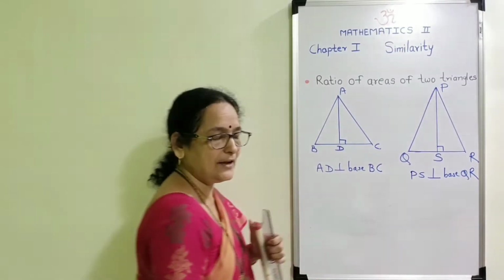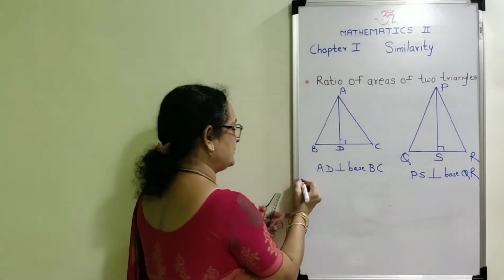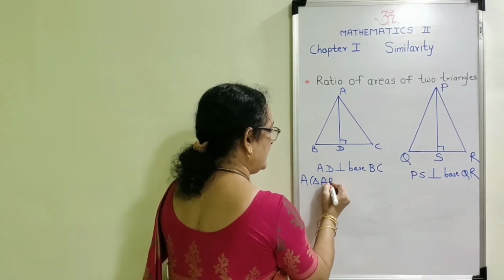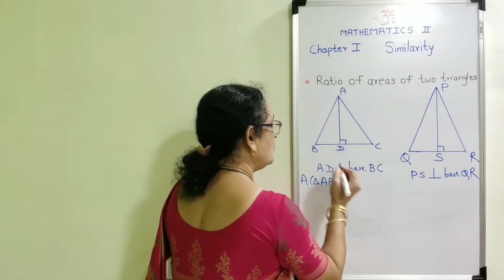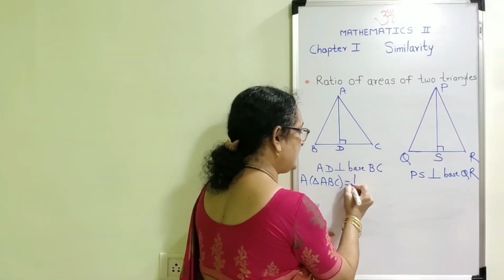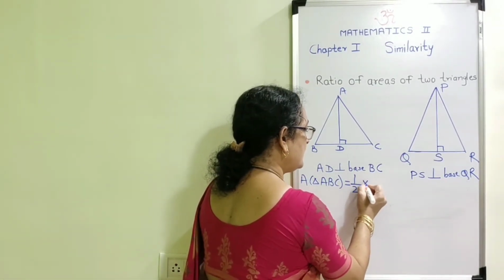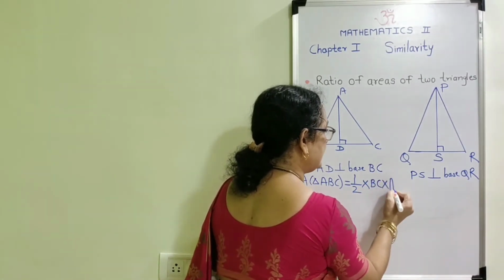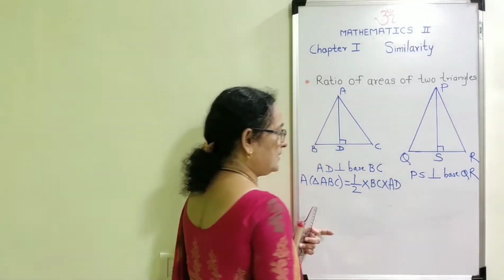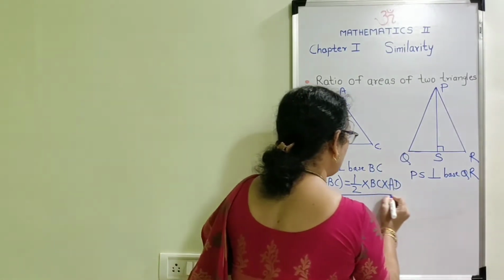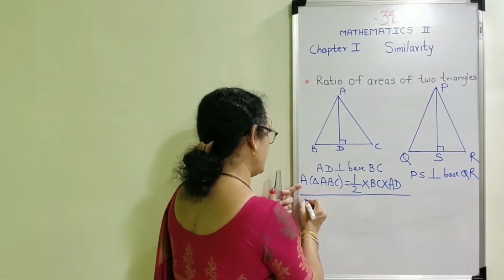Now suppose I want to write the area of the first triangle. Area of triangle ABC is equal to 1/2 base into height. Now I am going to write directly: 1/2, base is BC and height is AD. Similarly, suppose I want to write the area of triangle PQR.